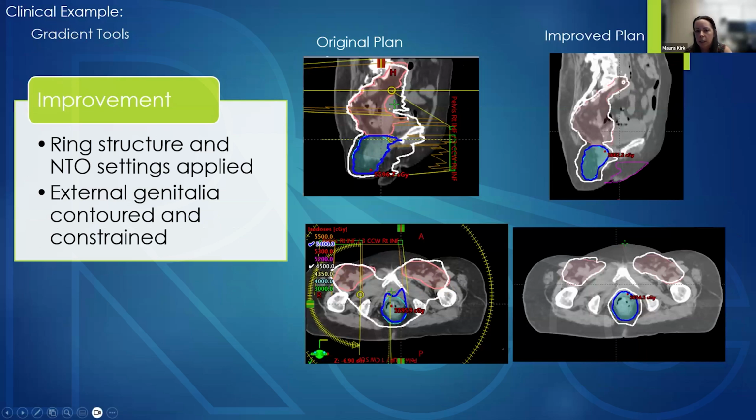On the left here, you can see the original plan, probably not as conformal as it could be. And then by applying those ring structures and constraining dose to our external genitalia here, you can really pull that dose back anteriorly and get the isodose lines to conform to the low dose structure here and spare the area between the low dose and high dose structure.